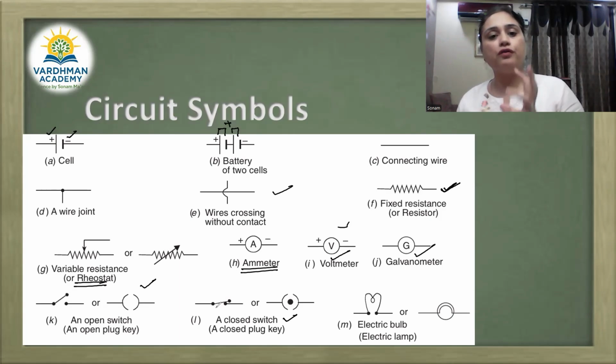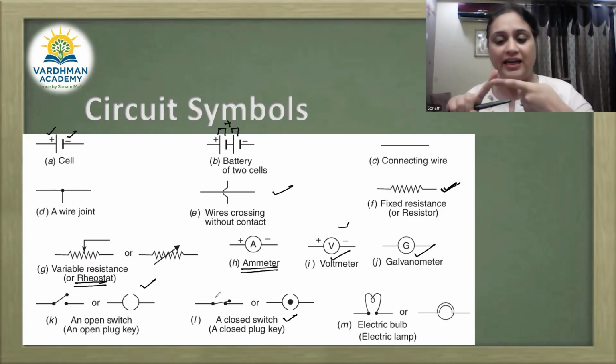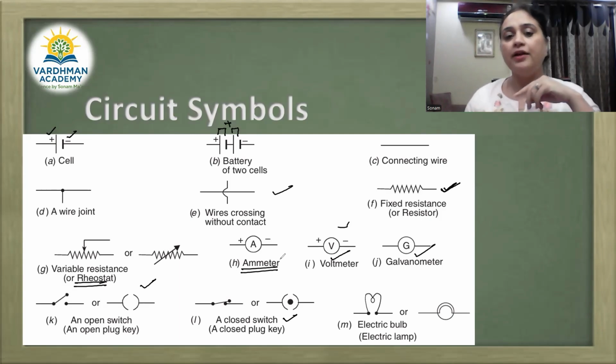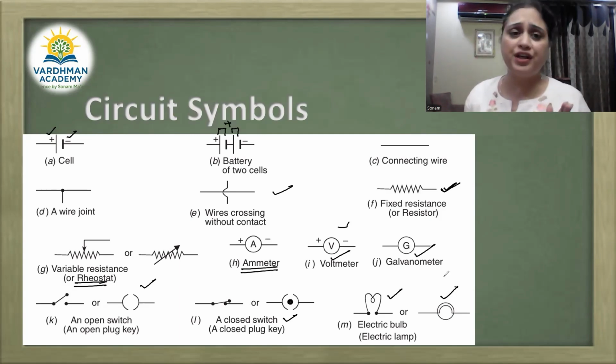So where we are talking of a closed switch, that means you put the two wires connecting together, right? And what are you putting here? You're putting a dot. So this dot is showing the circuit has been completed. The switch is closed. So this is the symbol of an electric bulb. You can also draw it like this. Whatever is convenient for you, you may use it, right children?